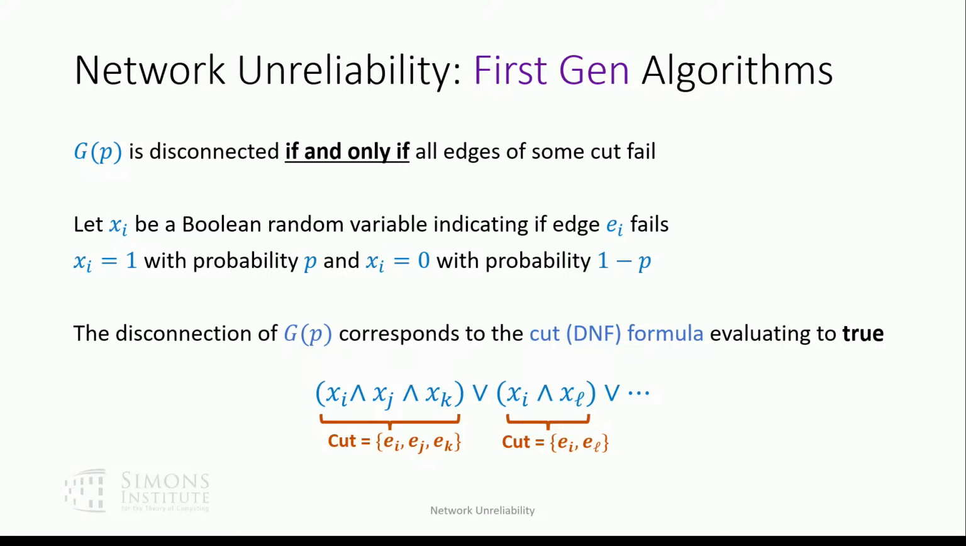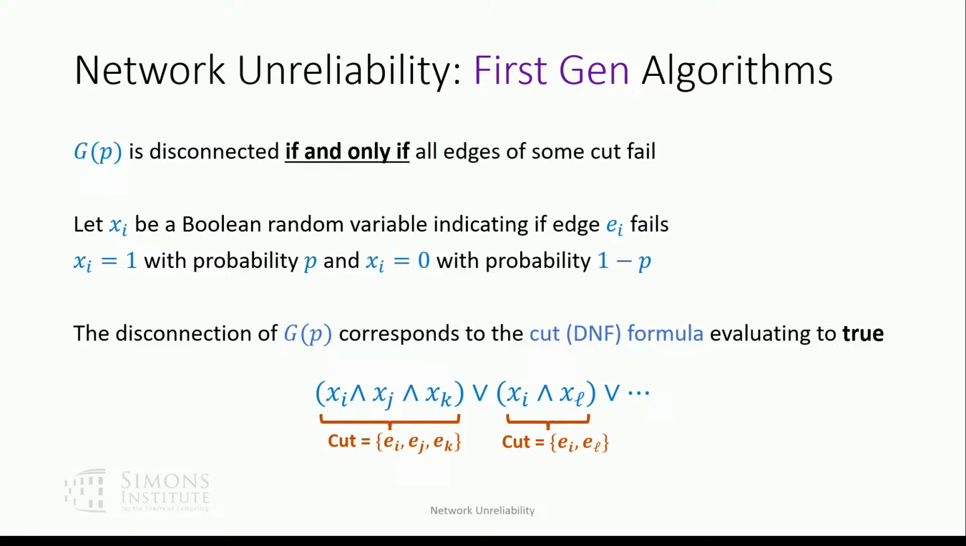So any term in this Boolean formula evaluates to 1 if the corresponding cut fails. Now, as we argued on the first line, the entire graph gets disconnected if some cut fails in the graph. Of course, multiple cuts can fail, but at least one needs to. So the failure of the disconnection of the graph corresponds to this Boolean formula evaluating to true. Right? This is an exact correspondence.